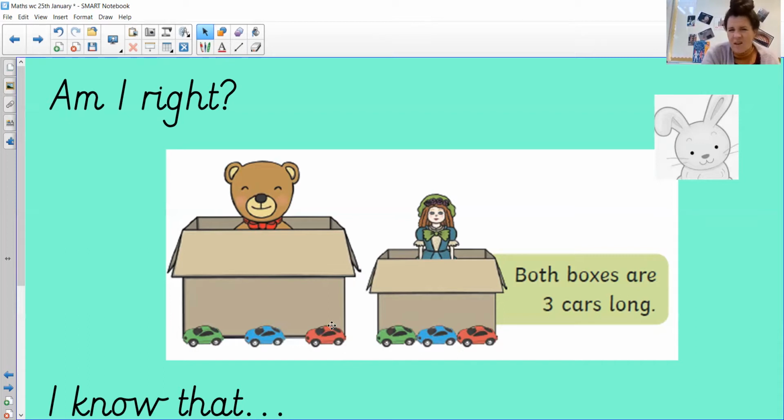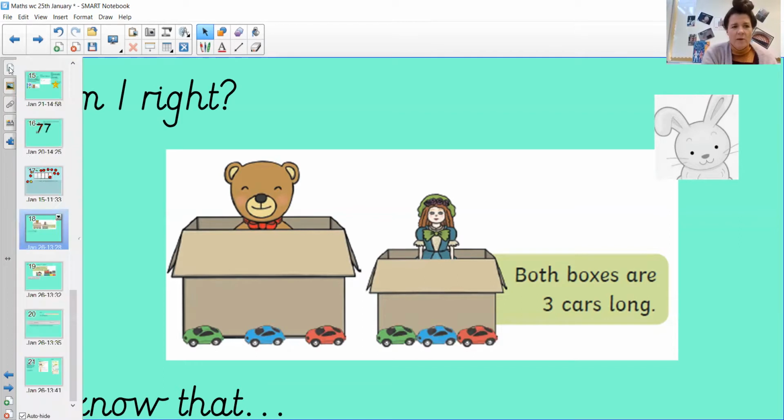Do you agree with me? I don't think I am right. Let me hear you. Hopefully you're shouting at the screen that no, Miss Cox, you're not right. You're not right, because the cars here are all pushed together and these cars are not. So they're not the same length. Okay, right, so moving on.